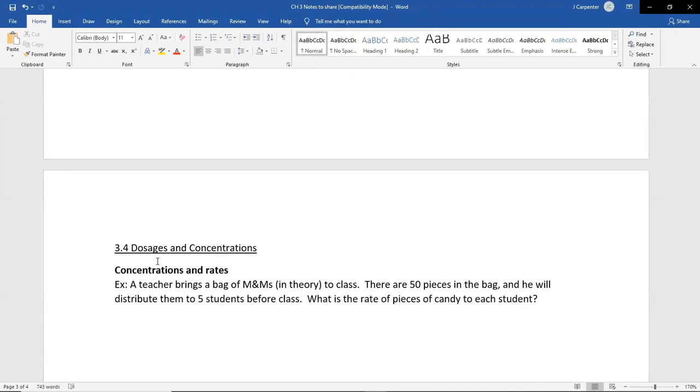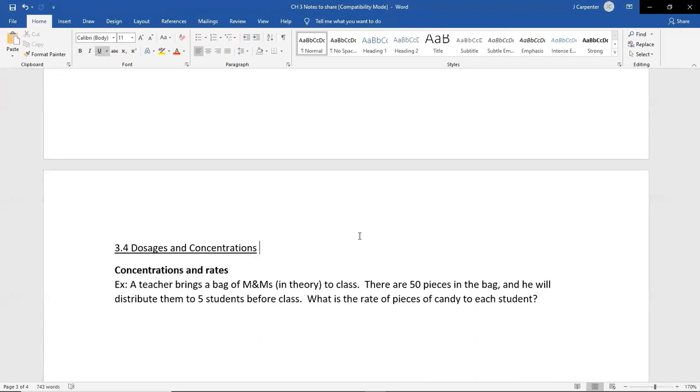So, you know, I don't want to jump the topic. So concentrations. Concentrations and rates are tied together. Concentrations are a type of rate. But before we actually get into the official discussion of this, let's have some fun.